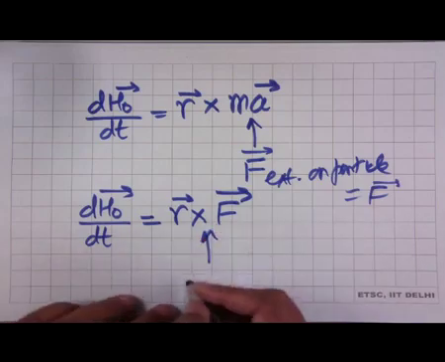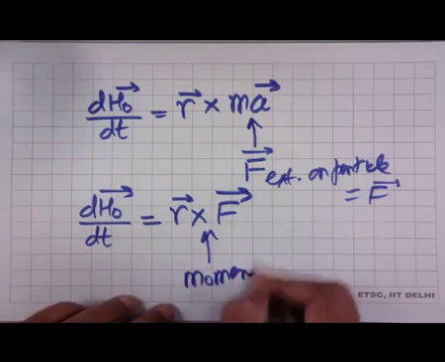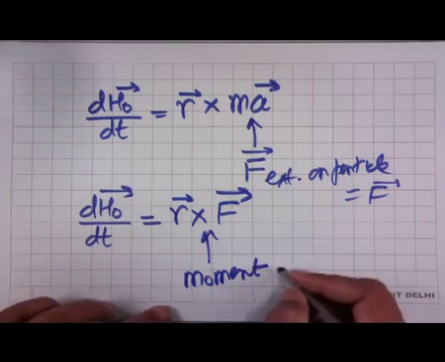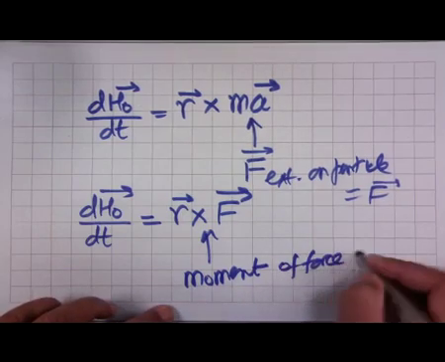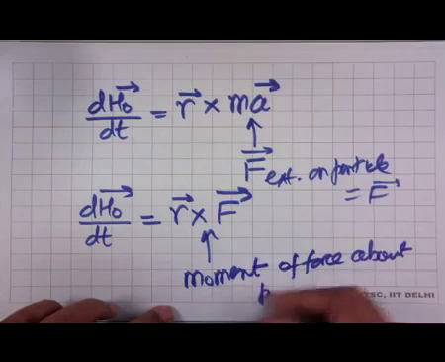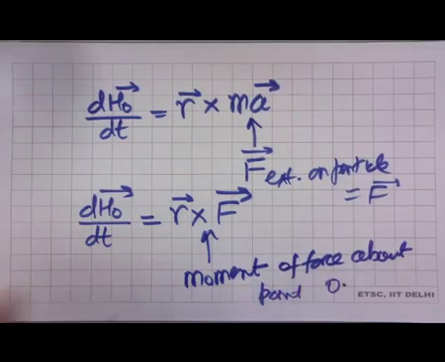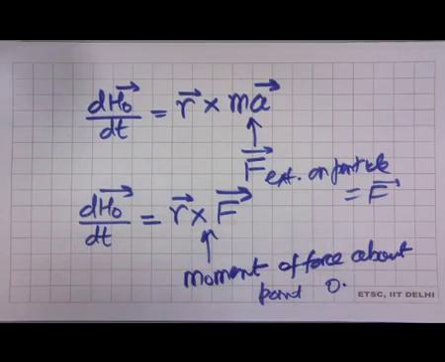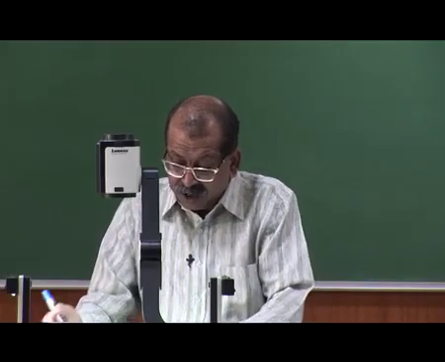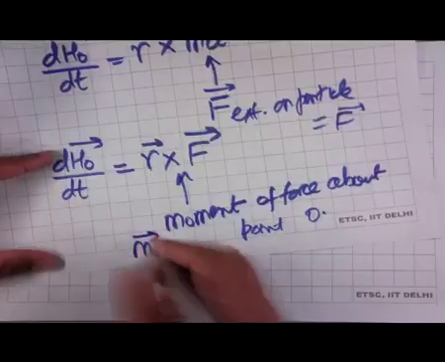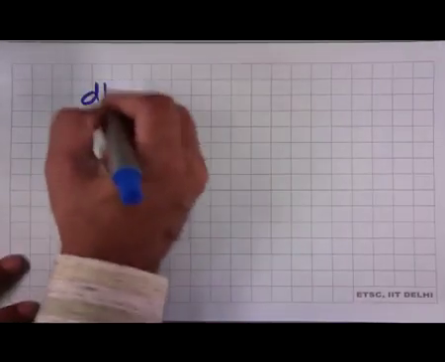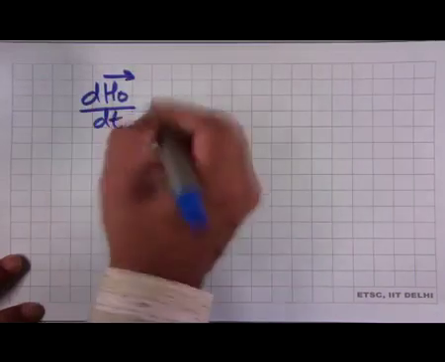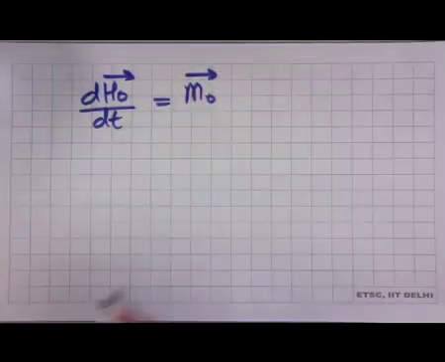And this, as we will see when we do rotational mechanics, is also written as the moment of the force about point O. Just as we have written moment of momentum, r cross F is called the moment of the force. Therefore, if the moment of a force is written as M sub O, what we have got is dH0 by dt, the rate of change of angular momentum, is equal to M sub O.